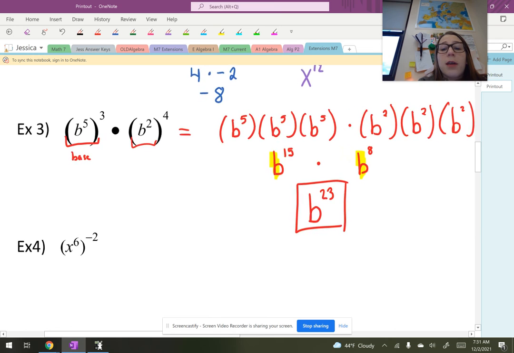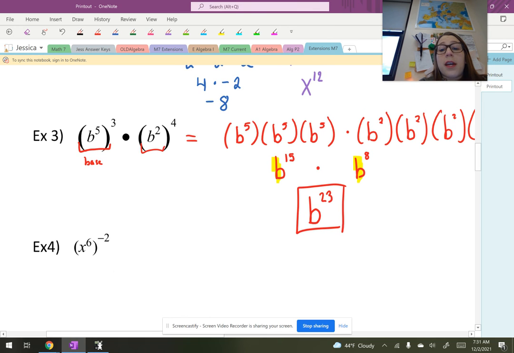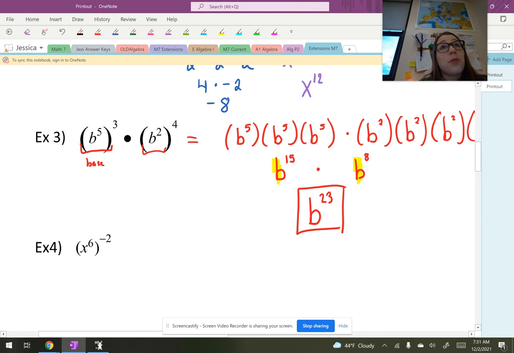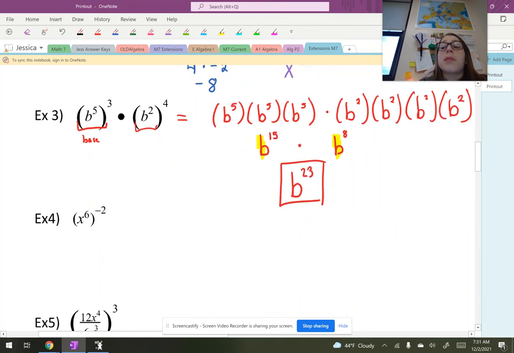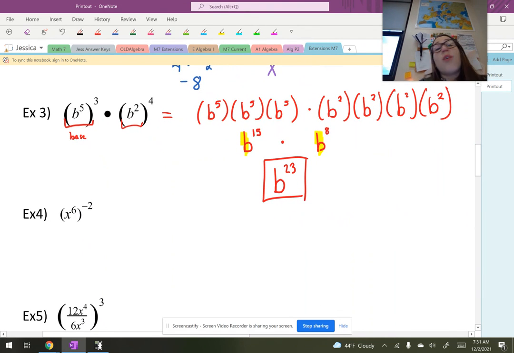Again, same way if you're using that little shortcut rule, the 5 times the 3 gets you that 15, and the 4 times the 2 gets you the 8. The only problem with the shortcut rule is that it leaves room for mistakes. It's very easy to confuse them and make mistakes. When you're expanding it out, you're very, very unlikely to make mistakes.